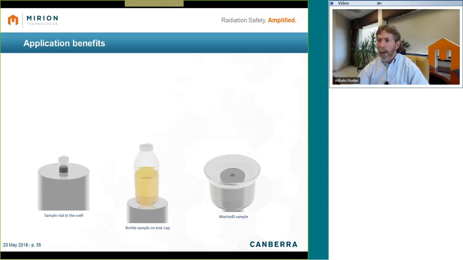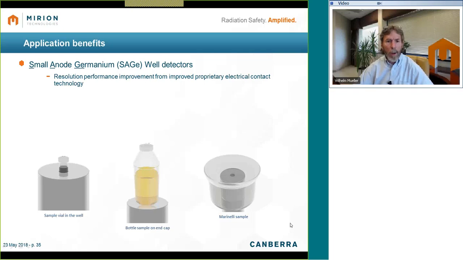On the next slide, I want to talk a little bit about some other example applications and the improved analytical performance that can come with them. The first thing I want to do is compare sample vials and wells, bottle samples on end caps and Marinellis, like we've already talked about, with a couple of very specific call-outs on their performance there. The Sage well, as Will already told you, stands for a small anode germanium well detector, and the resolution performance comes primarily from an improved proprietary electrical contact.